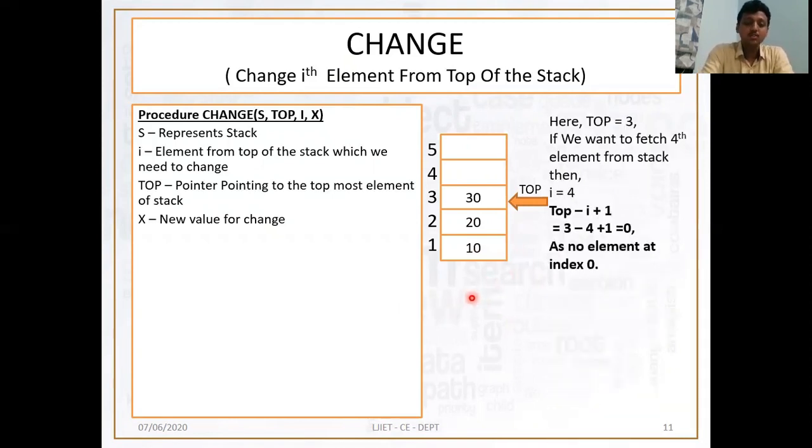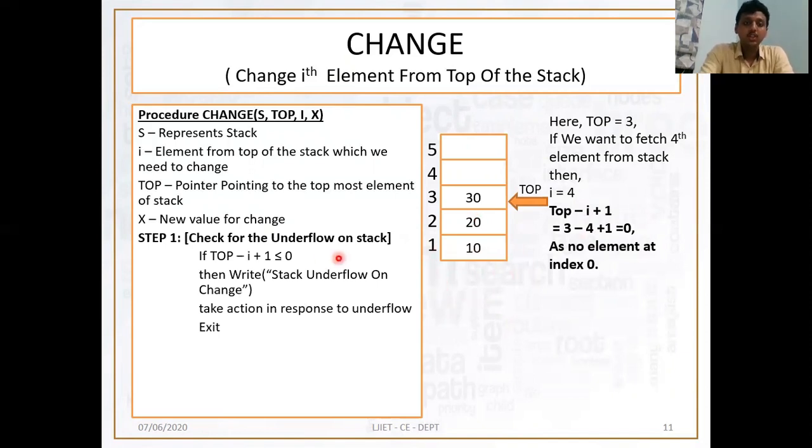If I want to change the fourth value, then top minus I plus 1, that is 3 minus 4 plus 1, becomes 0. Is there any element at the zeroth index? Yes or no? No. That means I should not change the value. It means the first condition is to check for the underflow of the stack.